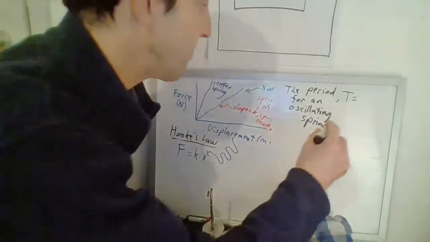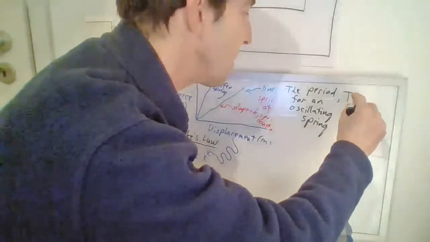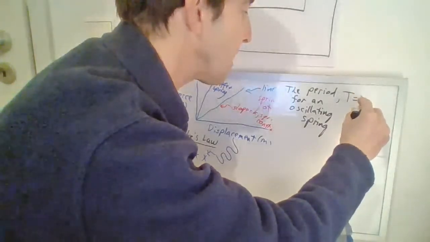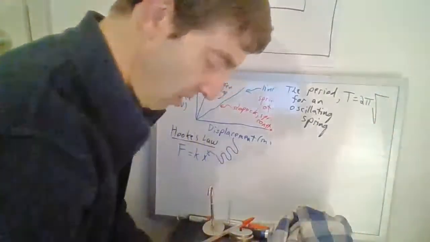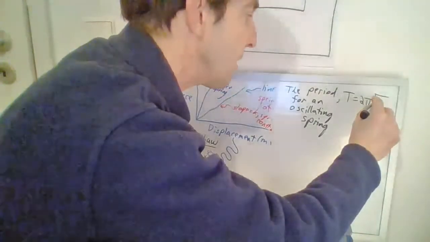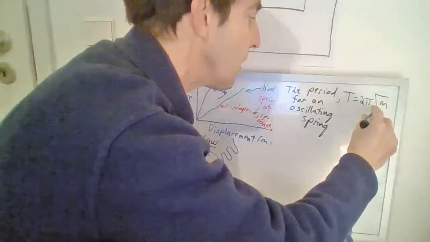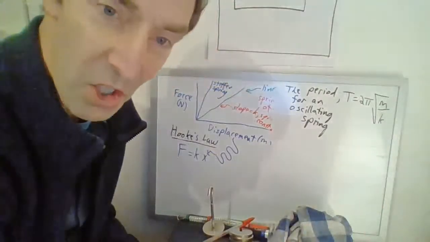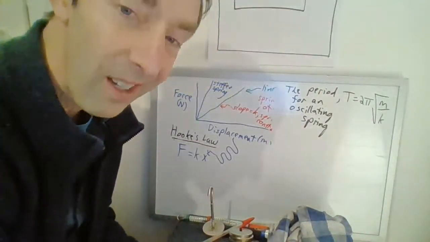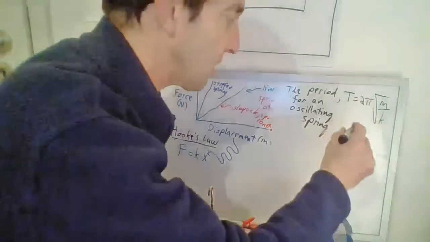And it is T equals 2 pi times the square root of m over k. Everybody likes pie, right? A place to eat. The k is the spring constant from Hooke's law. That's why we needed Hooke's law. M is the mass in kilograms.